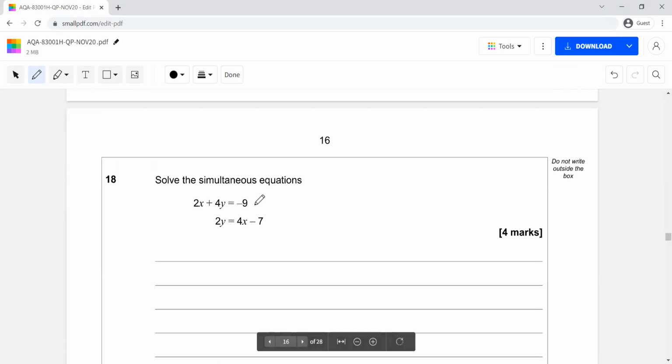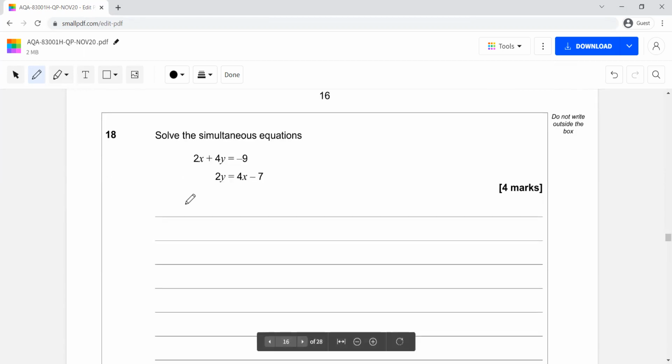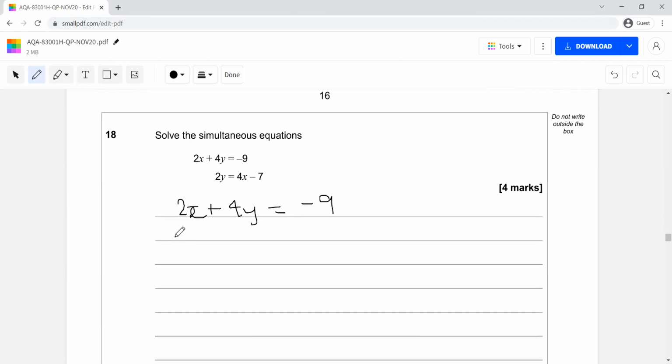Question 18. Solve the simultaneous equations. Okay, so I'm just going to rewrite everything. So we've got 2x plus 4y is equal to minus 9. And I'm just going to bring everything onto one side, except for the minus 7. So I'm going to say that minus 4x plus 2y is equal to minus 7.